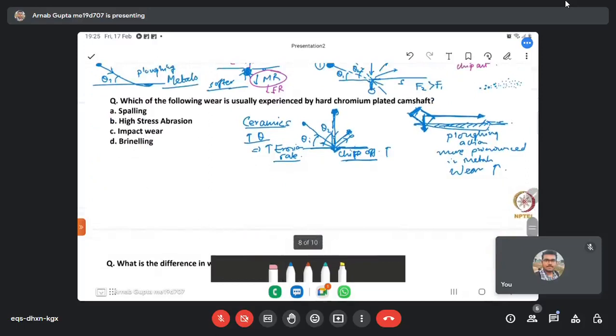Okay. So coming to the next question, which of the following wear is usually experienced by hard chromium plated camshaft? Spalling, high stress abrasion, impact wear or Brinelling?